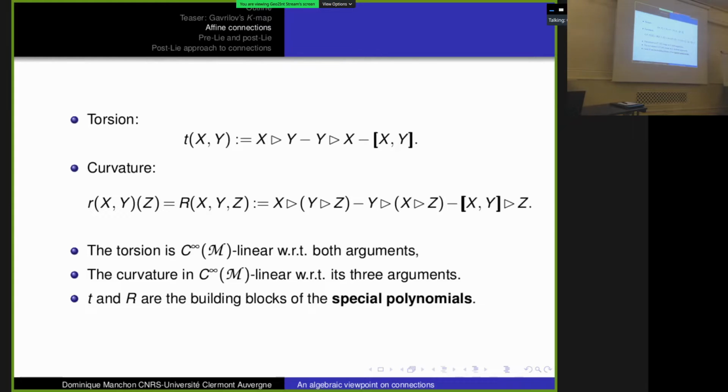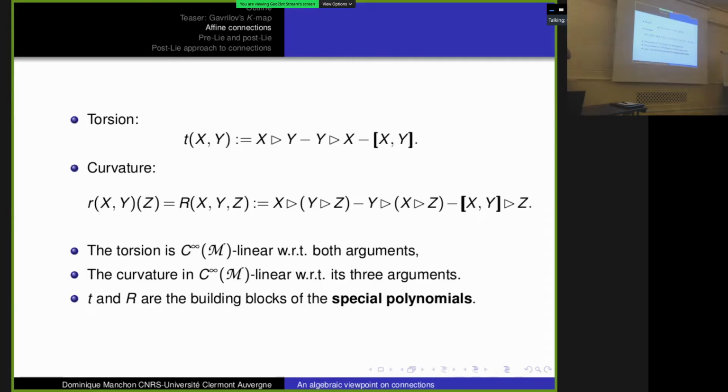I just mentioned this. The torsion and the curvature are the building blocks of so-called special polynomials. So what do you do, basically? You compose, in some partial way, in an operadic sense, if you want, the torsion and the curvature iteratively, and maybe the derivatives of the torsion and curvature. So I'll come to this in a moment. And if you compose all these things accordingly, you do generate a big family of quantities which are all tensorial.